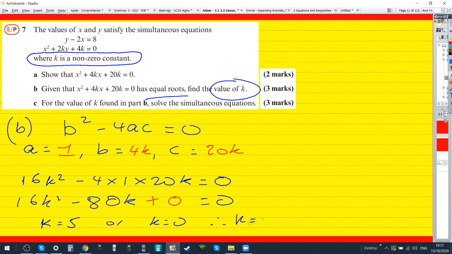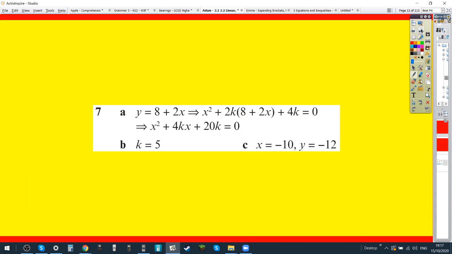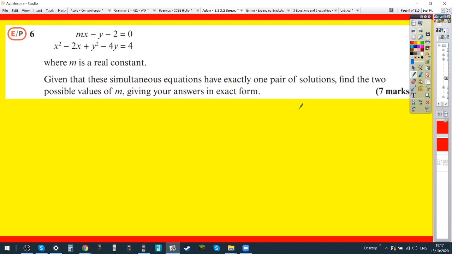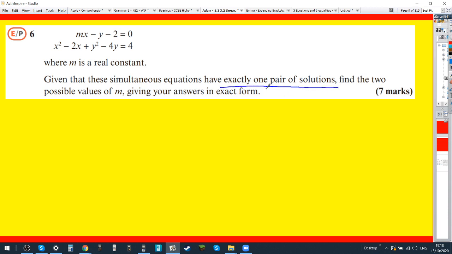So k equals 5. And that's just something that comes up when you put these simultaneous equations together, like y equals, and you sub that in, you end up with this. That's what they did in part A. And then part B, you do that, and then you solve the simultaneous equations. Okay, just want to see. Find the two possible values of m. This has exactly one pair of solutions.